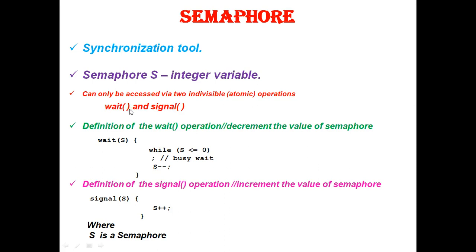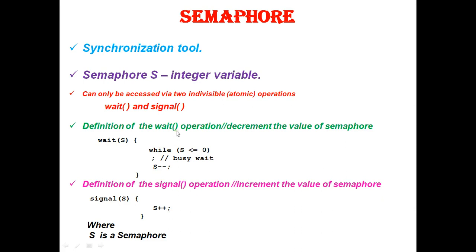What do the wait operation and signal operation do? As we can see here, wait of s, where s is a semaphore. With wait of s, we are going to decrement the value of the semaphore: while s is less than or equal to 0, wait, and then decrement the semaphore value. Whereas using the signal operation, I am going to increment the value of the semaphore. That is, signal of s, where s is a semaphore, increments the value of s.